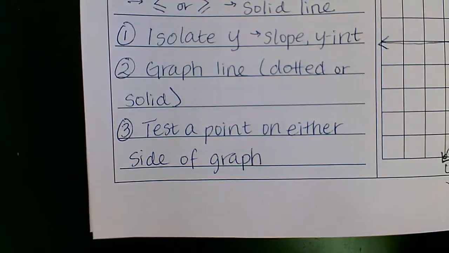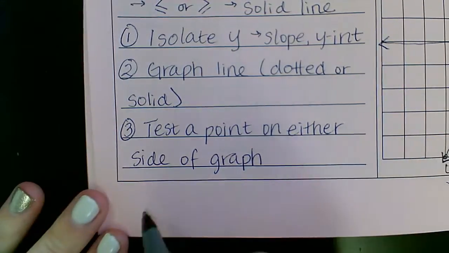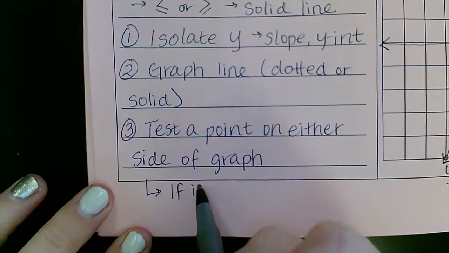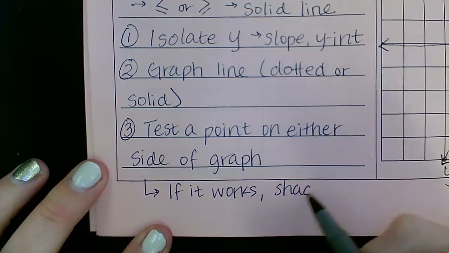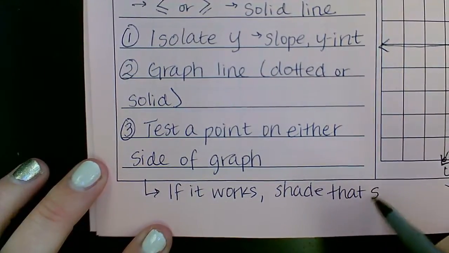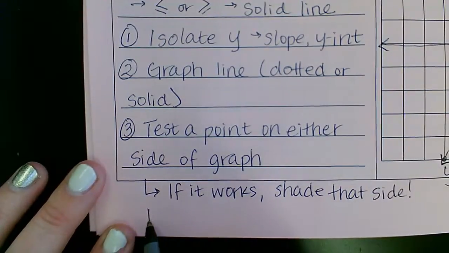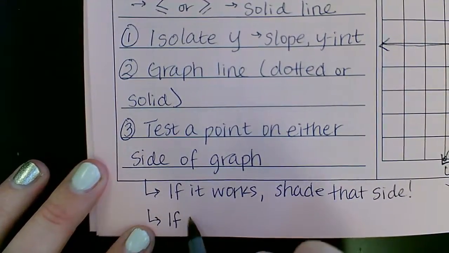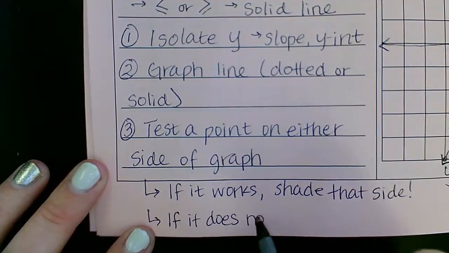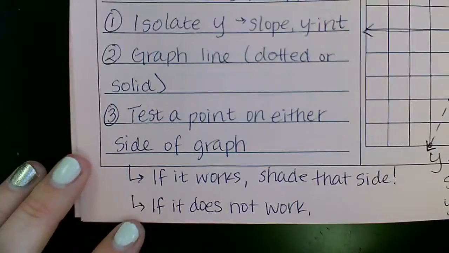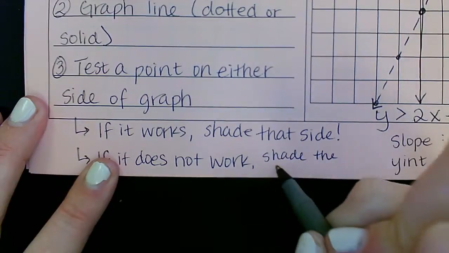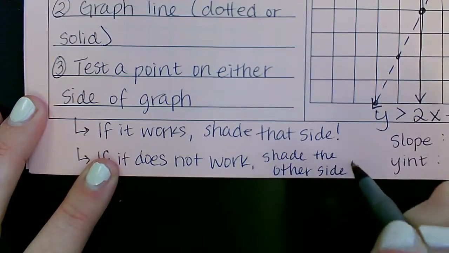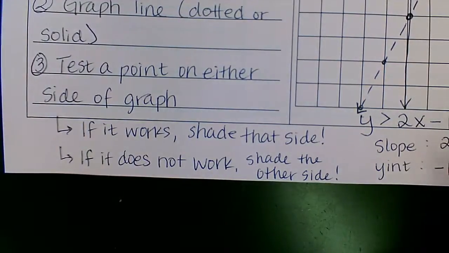So we're going to test a point, just like we did in our first practice for this section. It either made sense or it didn't make sense. If the point that you test works, we're going to shade that side. And if the point that you test does not work, sorry, I'm running out of room, you're going to shade the other side. Great. Very exciting. See my exclamation marks and everything.